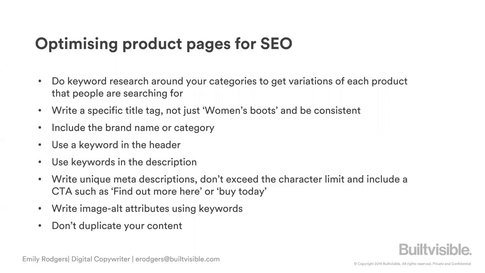Then try and use some of the keywords that you found in your long description. And then also write unique meta descriptions. So don't exceed the character limit and include a CTA, such as find out more here or buy today at the end of the meta description. Then you can also write image alt attributes using keywords, and that really just helps customers find your product as well. And don't duplicate your content. So if you're writing loads of different product descriptions, it can be really tempting to just duplicate content across them all, but don't do that.